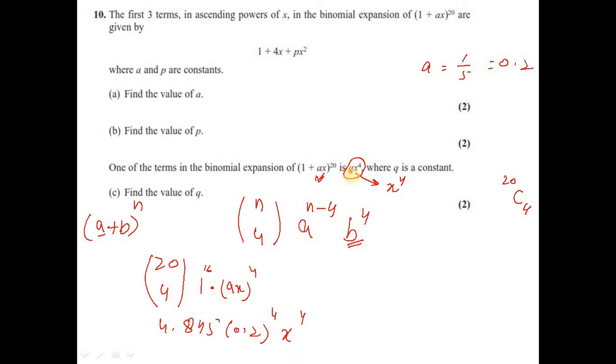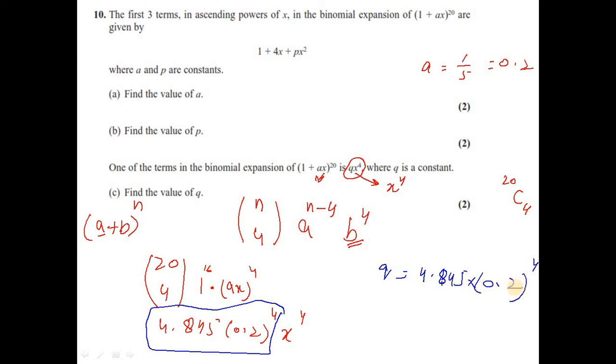Clearly you can compare, you have qx⁴ and you have this as a coefficient. So you say that q is equal to 4845 times 0.2 to the power 4, and you simplify this, so q would be equal to 7.752.